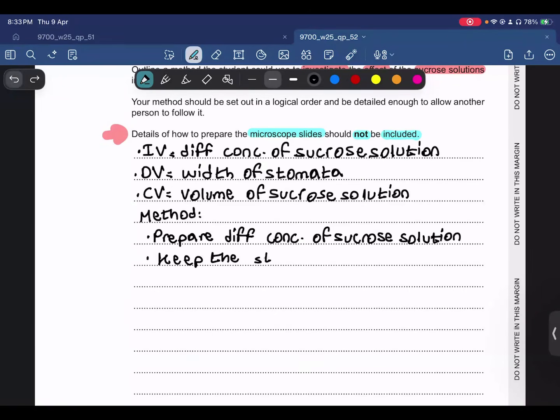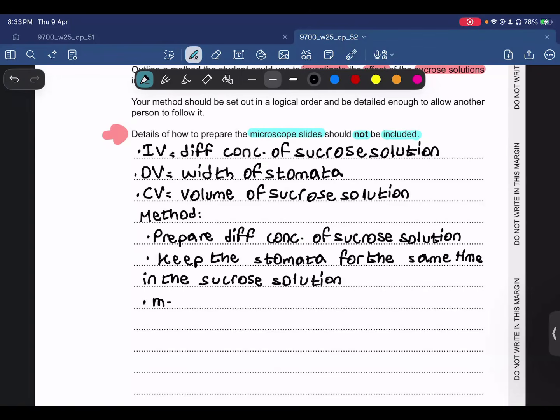I think if we measure it from where it's the widest, yes. The stomatal aperture will be widest here. And then we could replicate the results at least 5 times to obtain a mean and remove anomalies.